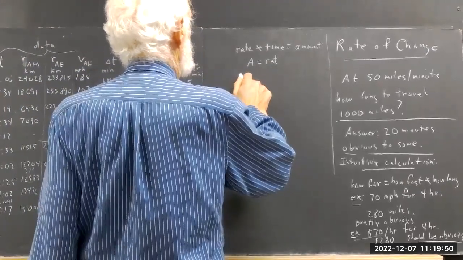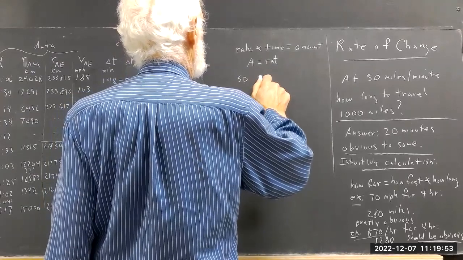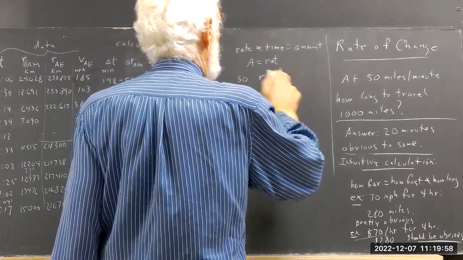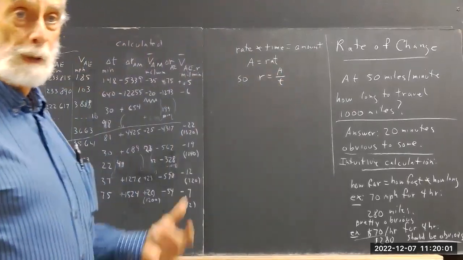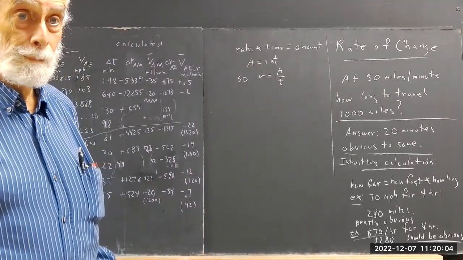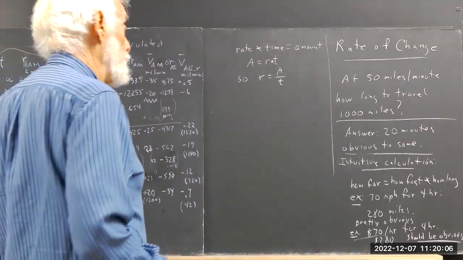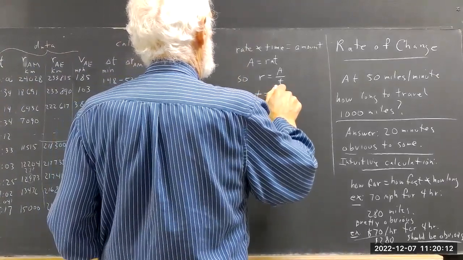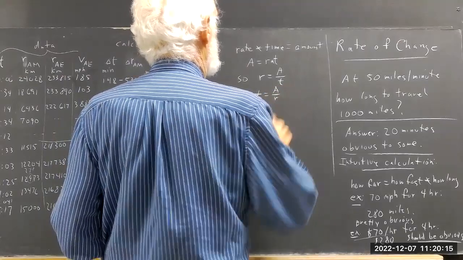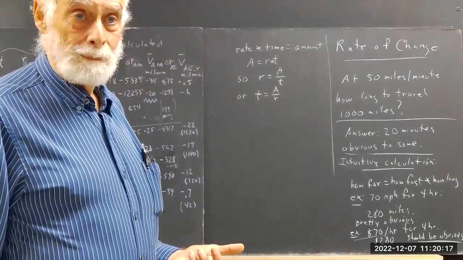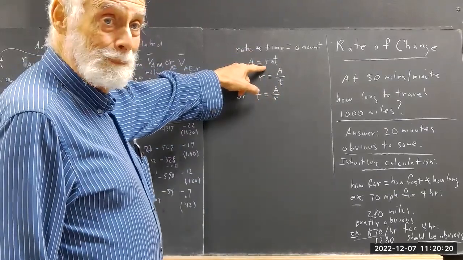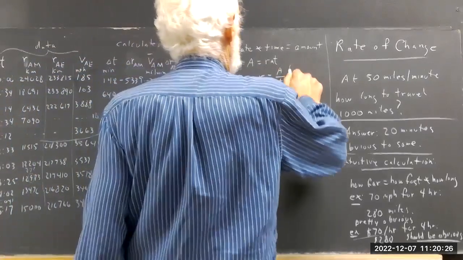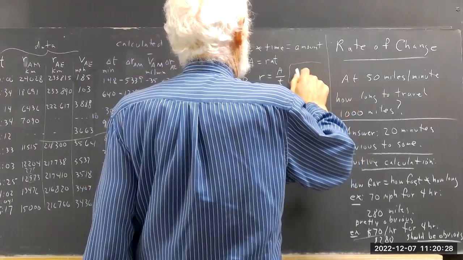Okay, so divide both sides of this by T and you get rate equals amount over time, right? Or if you want to find the time, it's amount over rate. To solve this equation for R, you're going to divide both sides by T, right? So I can kind of write that calculation over here. I'm going to write it kind of small.